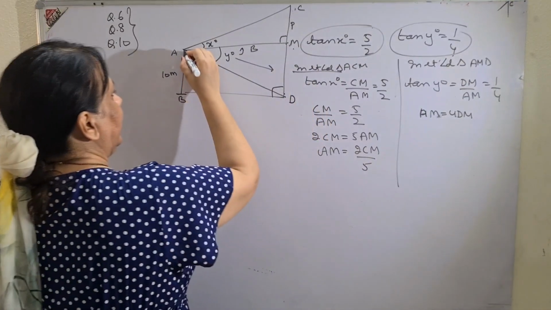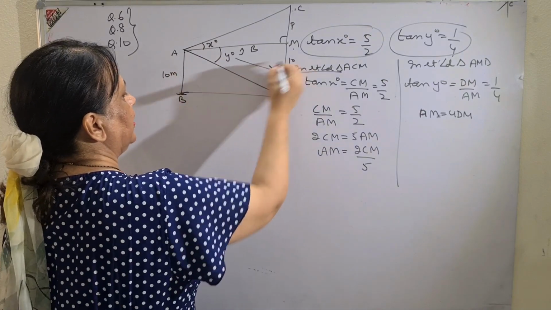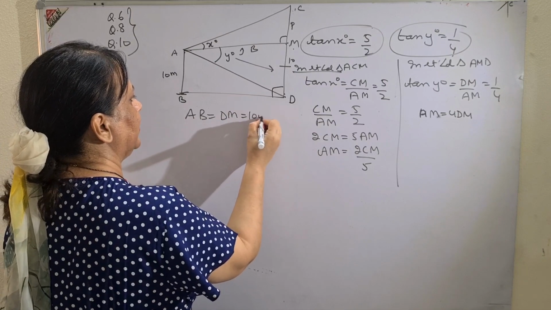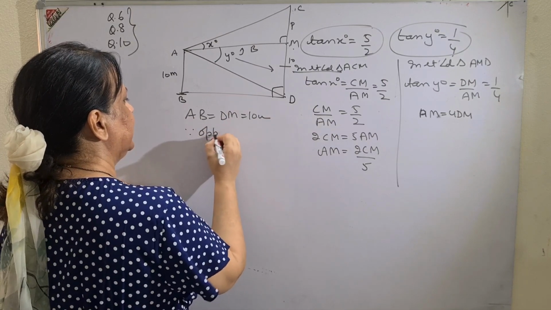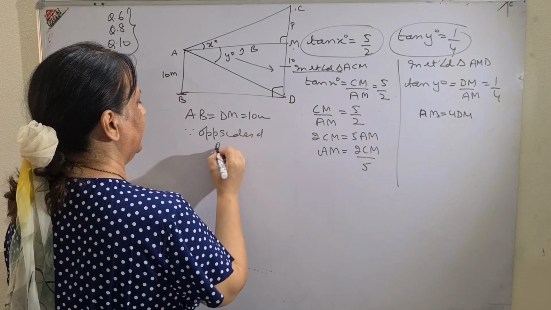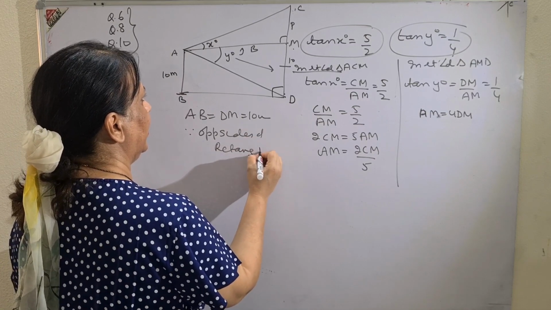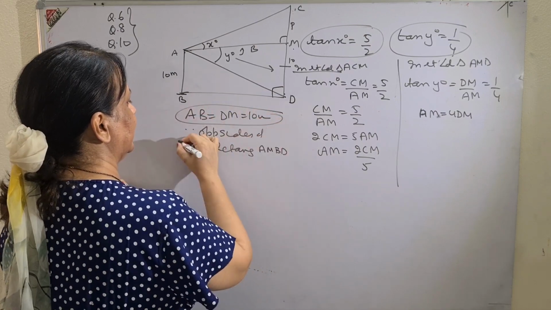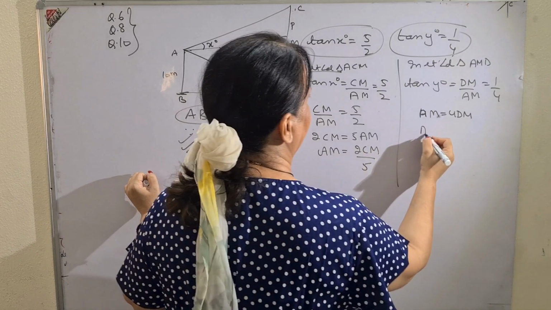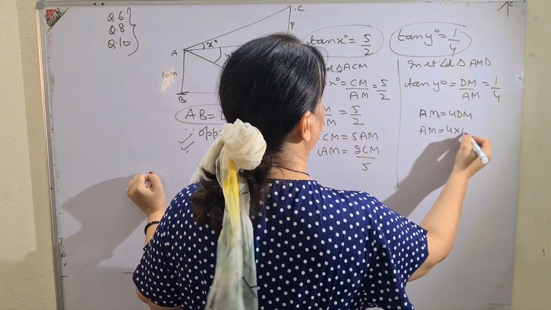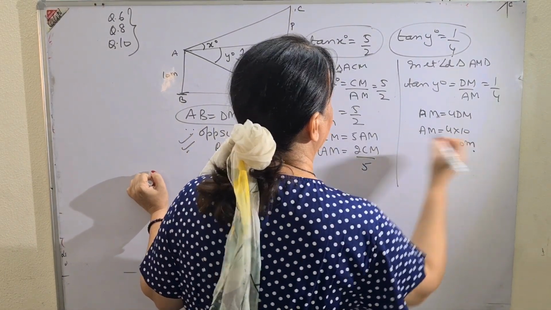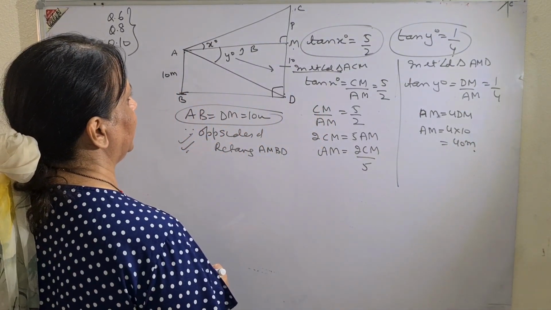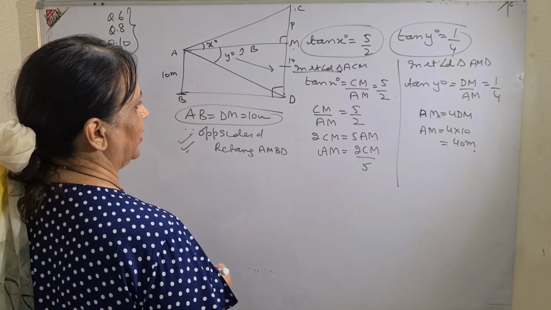Now see, AB is 10, so DM is also 10. This also I have told you before. AB is equal to DM is equal to 10 meters because opposite sides of rectangle AMBD, you have to mention the reason. This reason carries marks. Put the value. AM will be equal to 4 into 10, that is equal to 40 meter. AM is equal to 4 DM, or DM is 10, so 4 into 10, 40 meter.